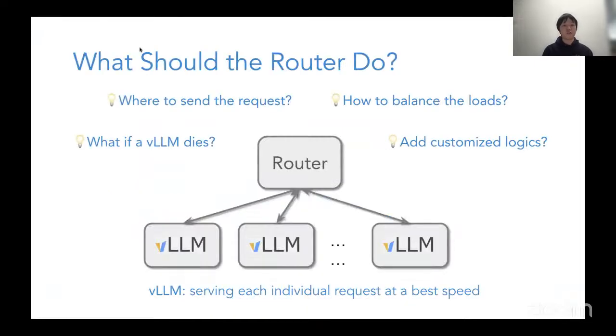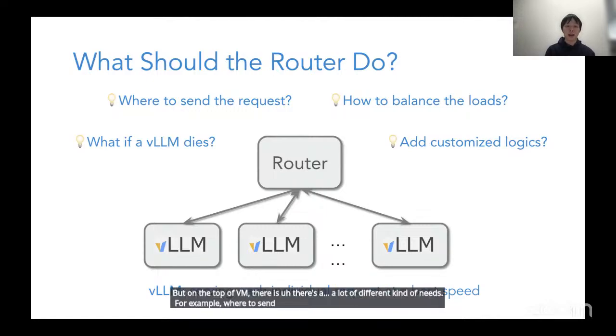First, what should the router do? vLLM, as we all know, is trying to serve each individual request at the best speed. But on top of vLLM, there are a lot of different needs. For example, where to send the request, how to balance the loads, what happens if a VM dies, and maybe we also want to add some customized logic into request routing.